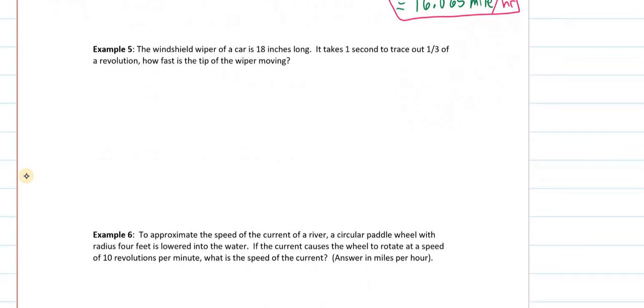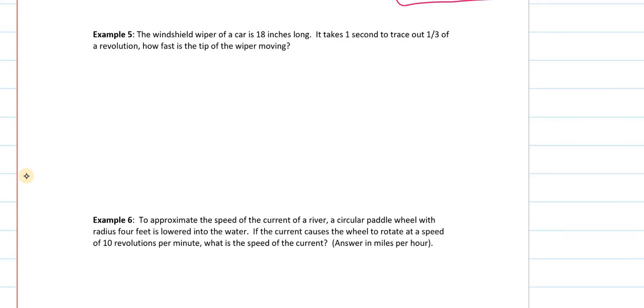All right, let's look at example 5. The windshield wiper of a car is 18 inches long. It takes a third of a revolution, 1 second, and we want to know how fast is the tip of the wiper moving. If we think about a windshield wiper, it probably starts over here, it goes up and then back, but that's going to be equal to 1 revolution.